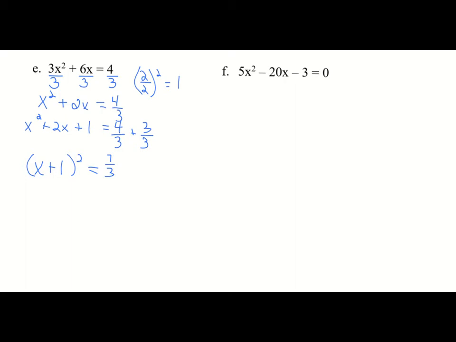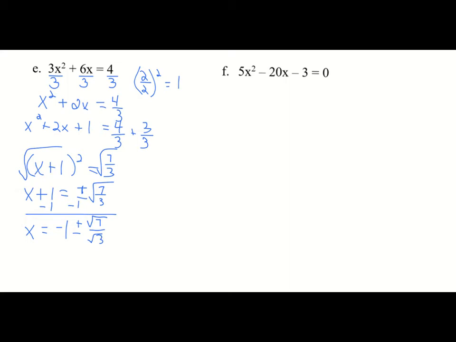Now we're going to take the square root of both sides. So we'll have x plus 1 is equal to positive or negative square root of 7/3. Subtract our 1 from both sides. So we end up with x equals negative 1 plus or minus the square root of, and I am going to switch this up a little bit. I'm going to break it up and make it the square root of 7 over the square root of 3.